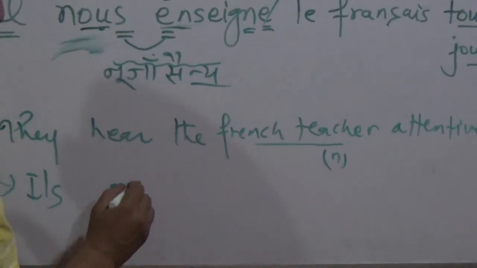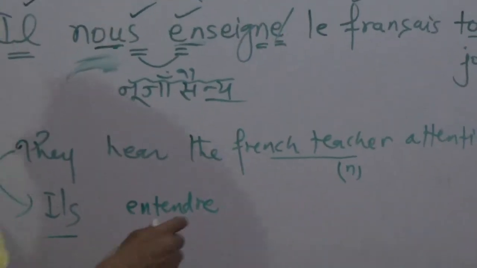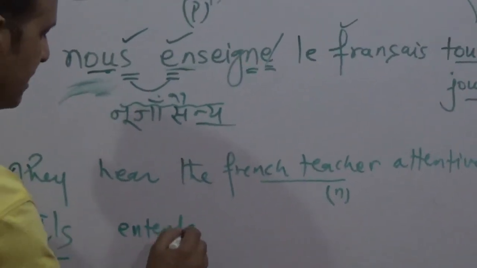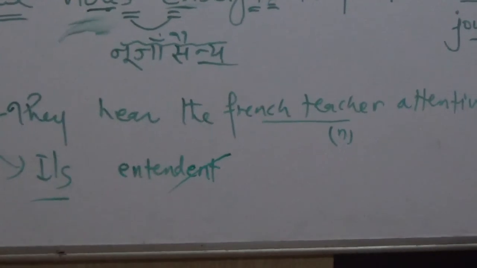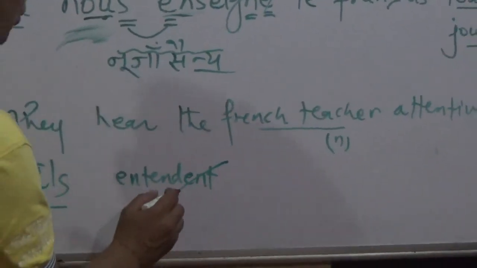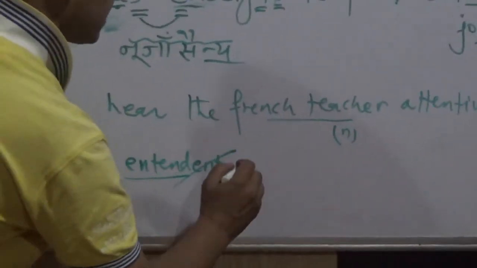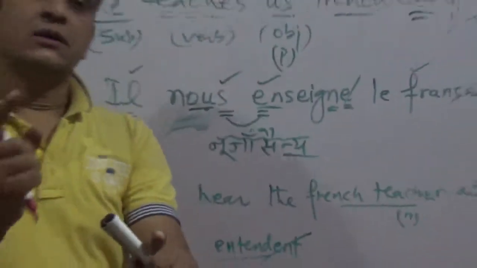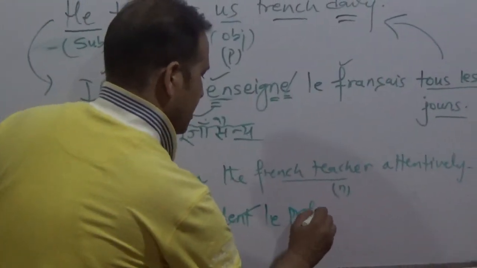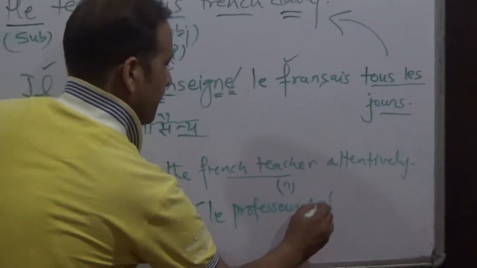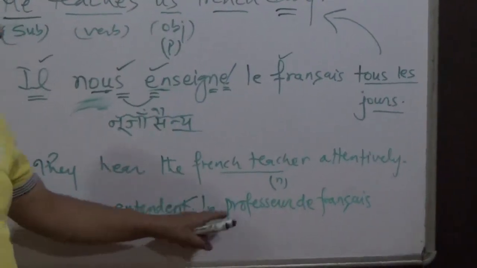Verb is here. For that, we have already done, this is entendre, an RE category verb. But if the subject is il, RE will be replaced by ENT. That's what I have already taught you, where ENT will be mute always. So il entend, you read up to here, entendre. The French teacher. So what is the Spanish, French pattern? The teacher of French. They will say it like this: le professeur de français. Ils entendent le professeur de français.